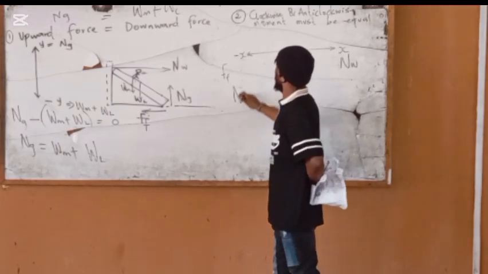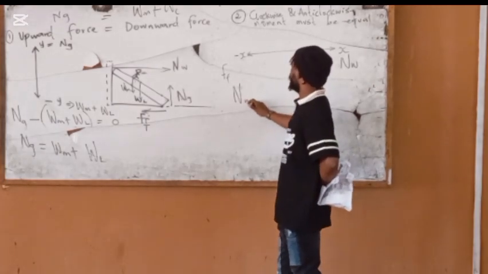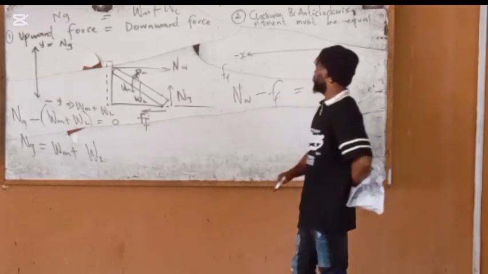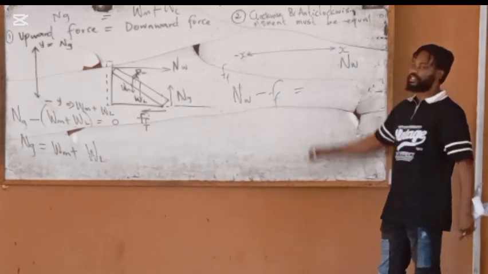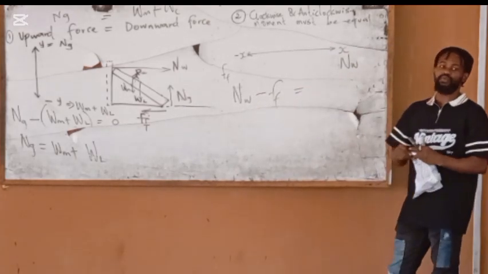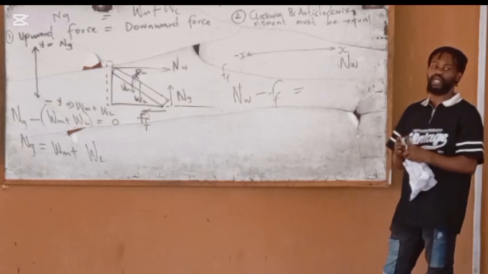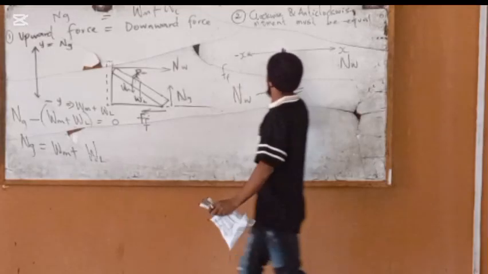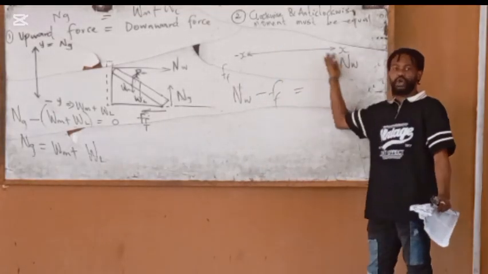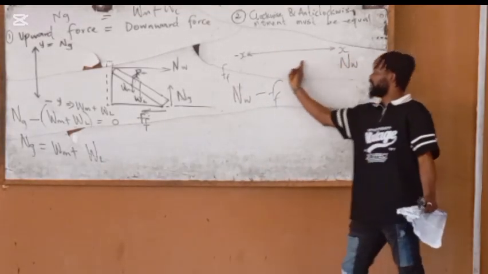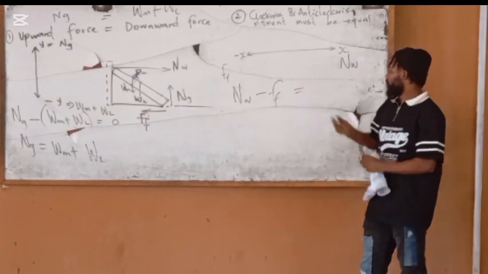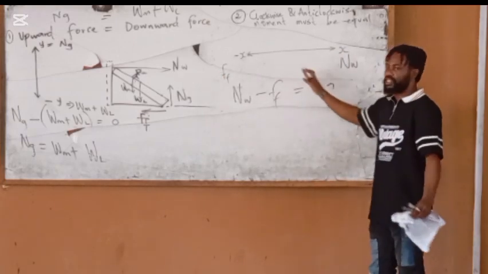So I have NW, that is the normal reaction of the wall, minus frictional force is equal to what? Do you know that this is the same thing as saying upward force minus downward force equals 0? Do you still remember when we normally do that? This becomes the forward force and this one becomes the backward force. Now why are we putting 0? It's the same thing as equals to MA, because these are the forces here.